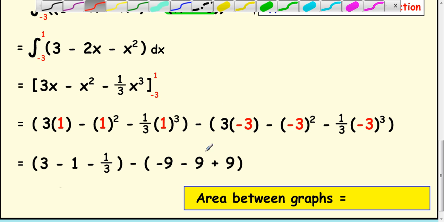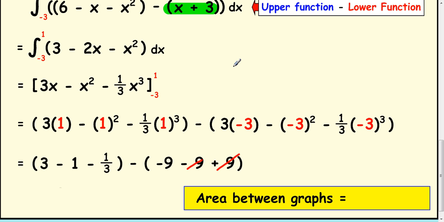So these two cancel each other out if you like. So we've really just got to take away negative 9 there. 3 take away 1, that's 2. And 2 take away a third is 1 and 2/3. So this bit comes to 1 and 2/3 here, and you're going to have a plus 9. So 1 and 2/3 plus 9 is equal to 10 and 2/3, and that's your area between the graphs, 10 and 2/3 units squared.